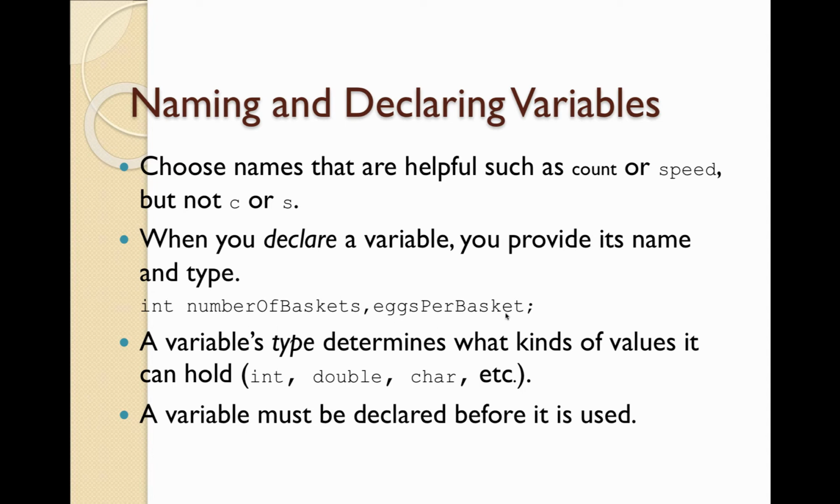A variable's type determines what kind of values it can hold. If I declared number of baskets an integer, I cannot store a decimal value inside of this variable. And very importantly, a variable must be declared before it is used. This is called your variable declaration. We're declaring to the computer that we need a main memory location of size int, and that we are going to name this location number of baskets. This is our declaration. Notice that we can declare two variables at once by separating them with a comma. We always end our declaration statements with a semicolon.